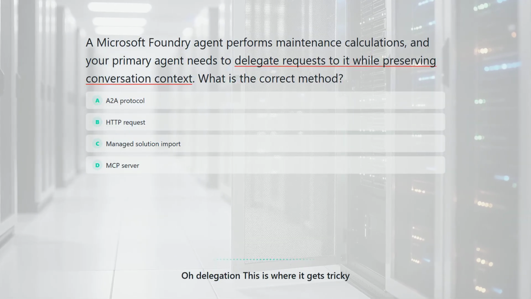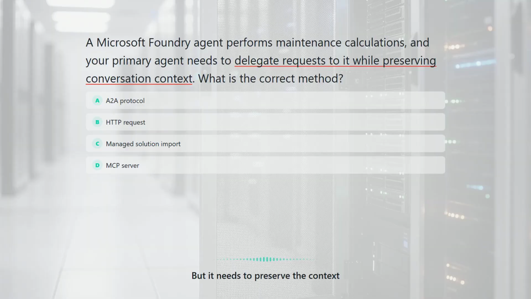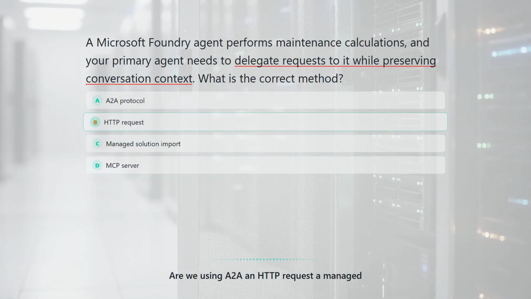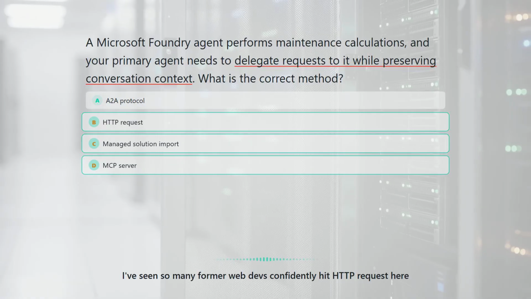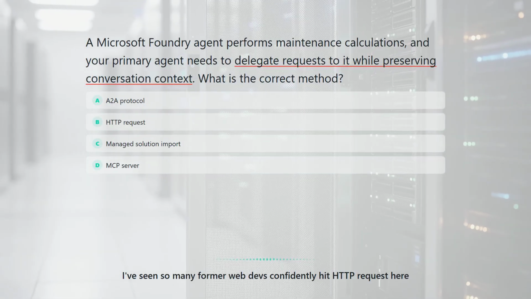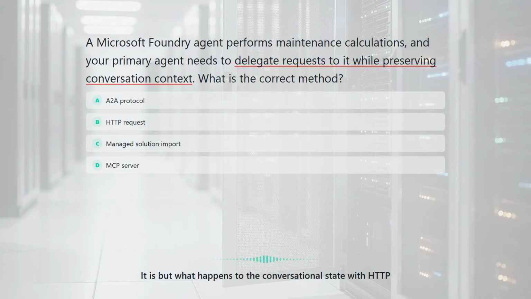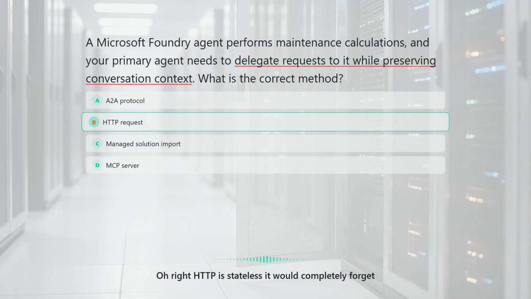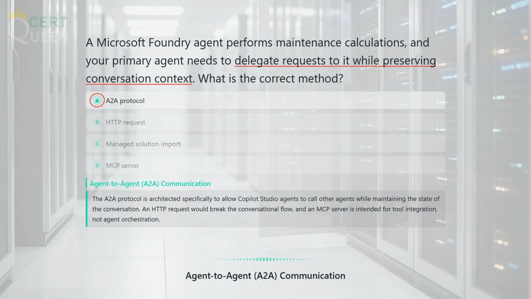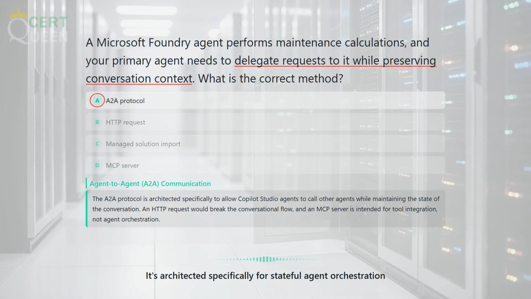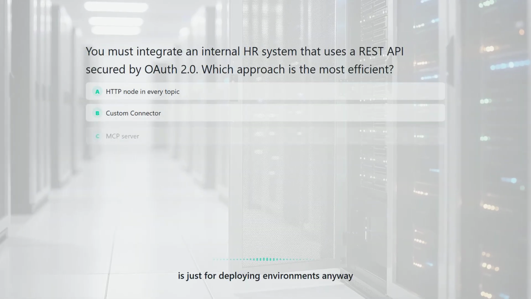Oh, delegation. This is where it gets tricky. Say your primary agent has to delegate a task to a Foundry agent, but it needs to preserve the context. Are we using A2A, an HTTP request, a managed solution import, or an MCP server? I've seen so many former web devs confidently hit HTTP request here. Well, that's standard web dev practice, isn't it? It is, but what happens to the conversational state with HTTP? Oh, right, HTTP is stateless. It would completely forget the conversation history between the agents. Exactly. So it has to be the A2A or agent-to-agent protocol. It's architected specifically for stateful agent orchestration. That makes total sense. And a managed solution is just for deploying environments anyway.